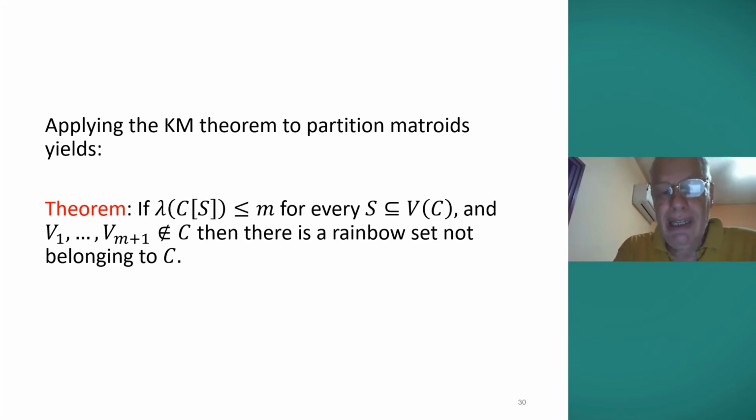If lambda is less than M, it's a strong condition. Lambda big is easy. Lambda small gives you some information, because lambda is the maximal size of a hole. So it means all holes are less than M. Then if you have M plus 1 sets that are big, not in the complex, they have a rainbow set that is big. It's this theorem.